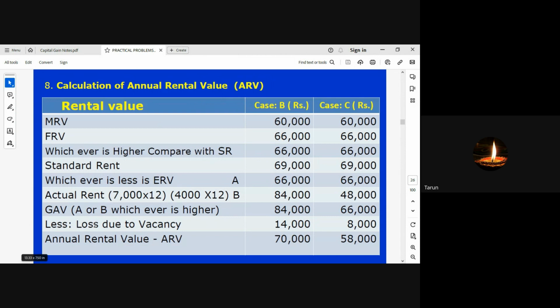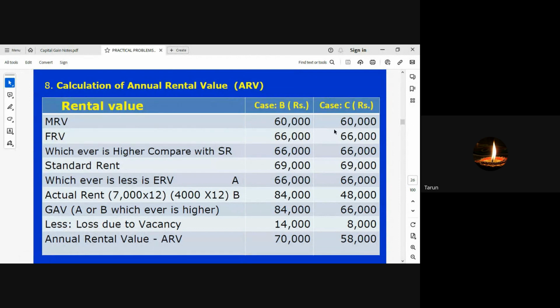So the loss due to the vacancy is 2 months, having a loss due to the vacant period of 14,000. How does it become 14,000? 7,000 into 2 months, so it converts into 14,000. So when we deduct 14,000 from the gross annual value, we get the annual rental value, which is calculated as 70,000 rupees.